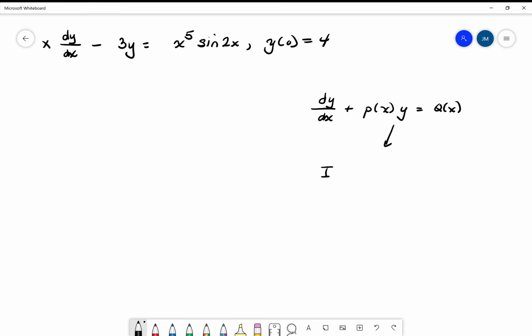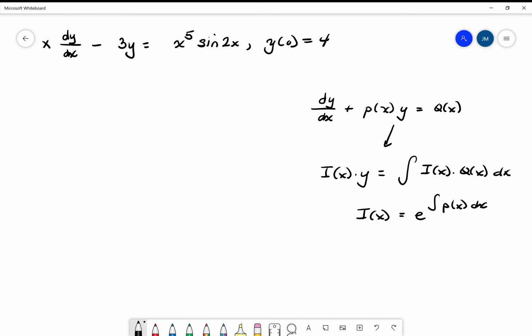It was I(x) times y is equal to the integral of I(x) times q(x) dx. And that's where I(x) is e to the integral of p(x) dx. Whoops, dx belongs up there with the integral. Now, I gave you some notes about that, so just read up on integrating factors there.